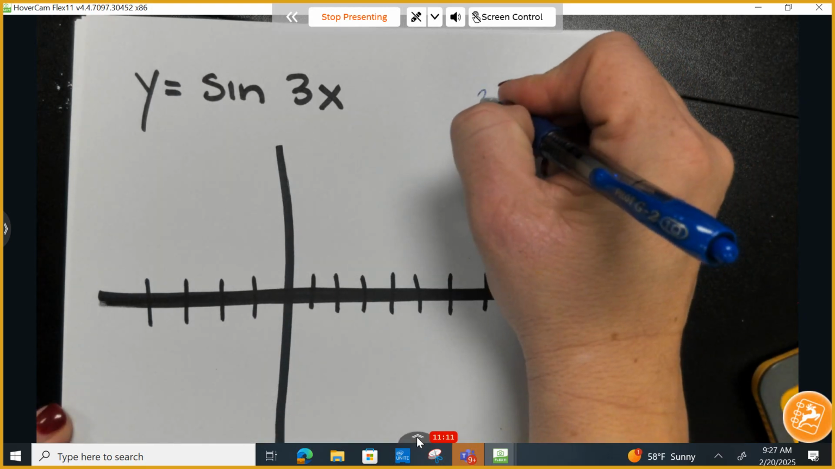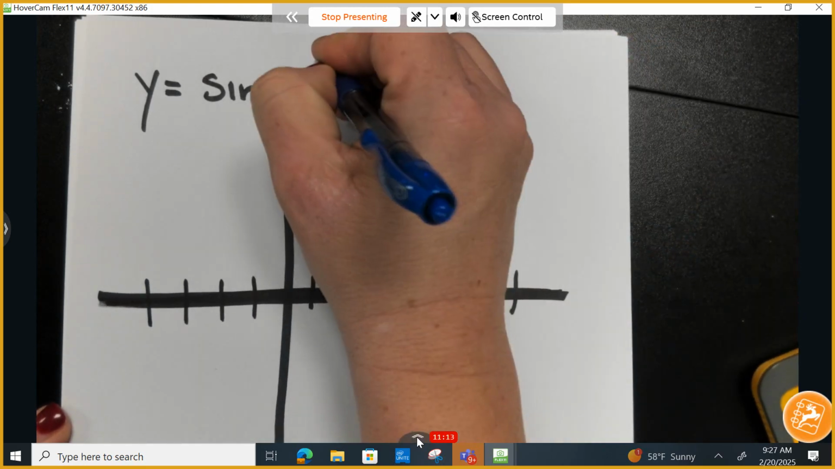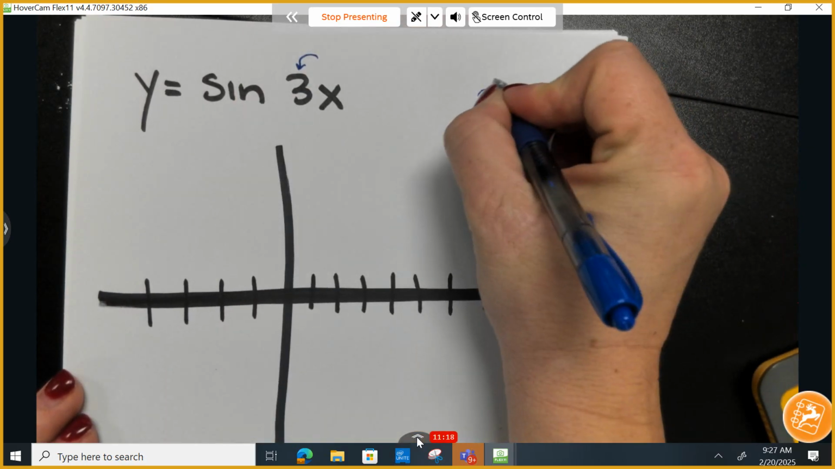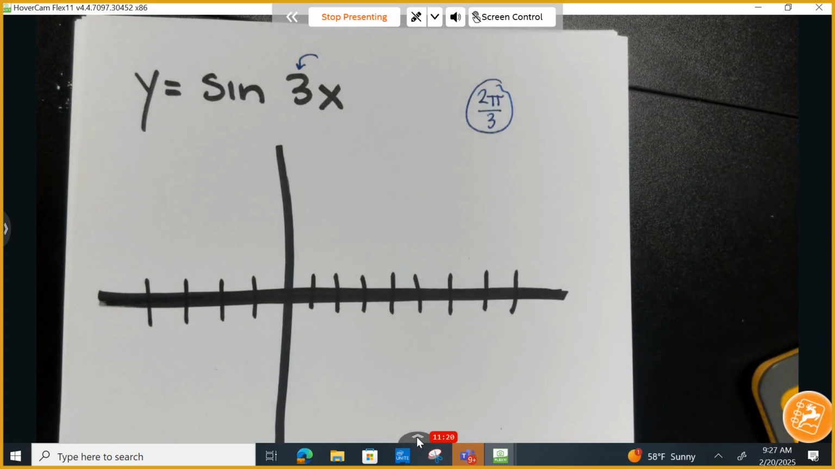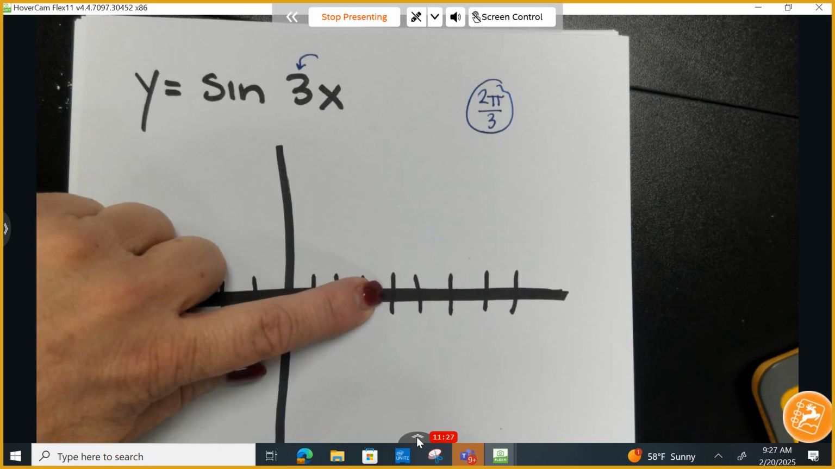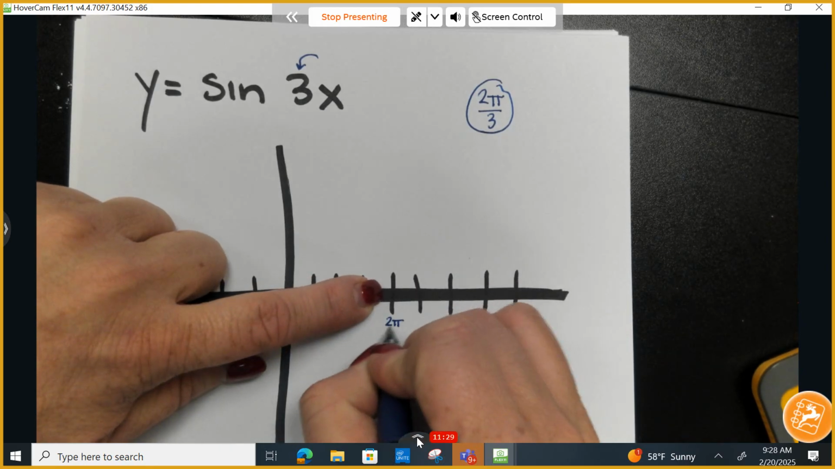So I'm going to take 2 pi, and I'm going to divide by whatever is stuck in front of the x. In this case, it's just a 3. This is going to be my period length. That means after 4 steps, I'm at 2 pi over 3. Here we go. Step 1, 2, 3, and 4. I'm writing down 2 pi over 3.